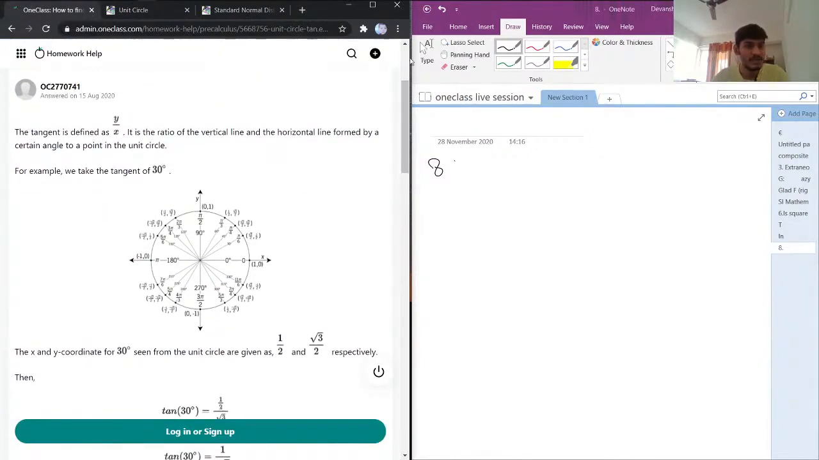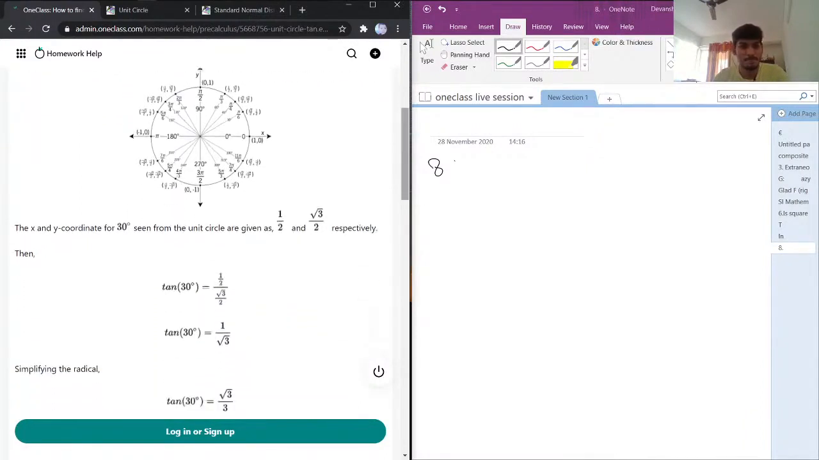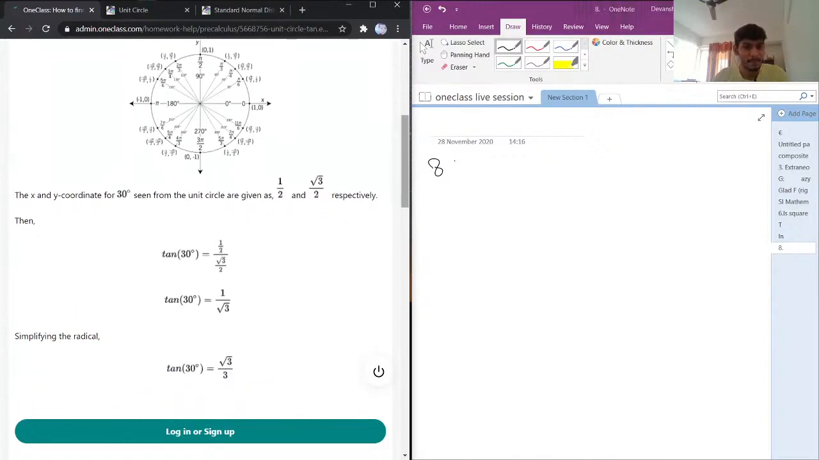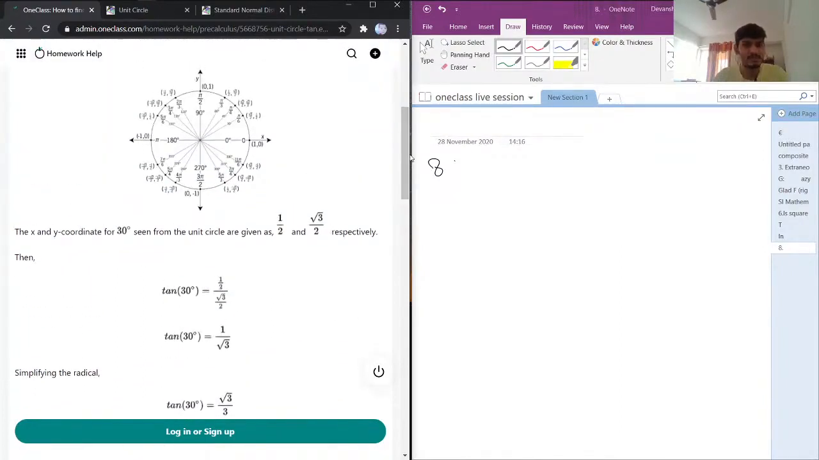So the tangent is defined as y by x. It is the ratio of vertical line and the horizontal line formed by a certain angle to a point in the unit circle. For example, we take the tangent of 30 degree. The x coordinate and y coordinate for 30 degrees seen from the unit circle are given as 1 by 2 comma root 3 by 2. Basically x coordinate is root 3 by 2 and y coordinate is 1 by 2. Here it is written wrong respectively. Then we write y by x, then we get the tangent.